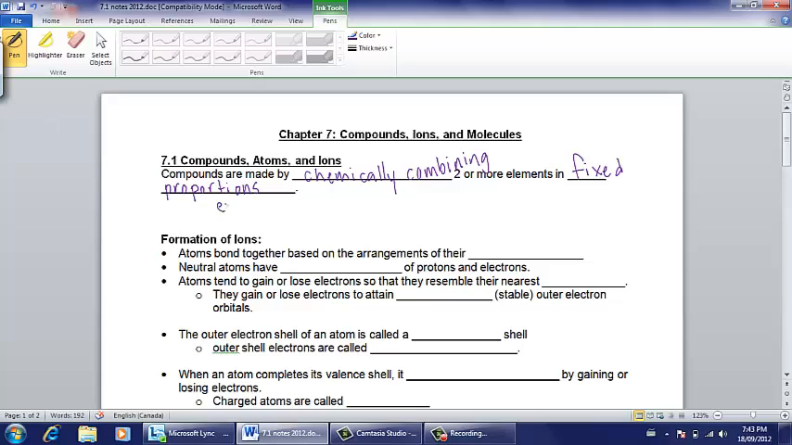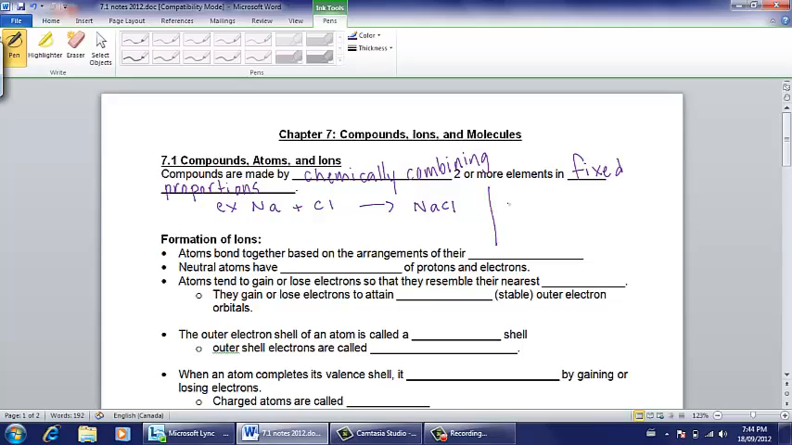For example, consider sodium plus chlorine. Sodium is a soft metal and it reacts vigorously with water. Chlorine is a gas and it is very, very toxic. Together, they combine to make sodium chloride, which is common table salt.